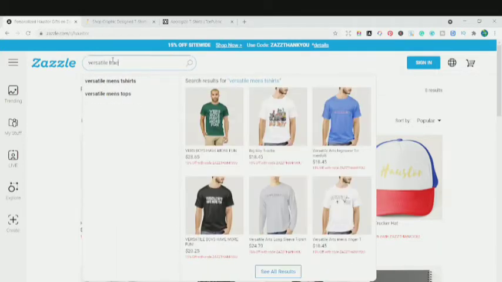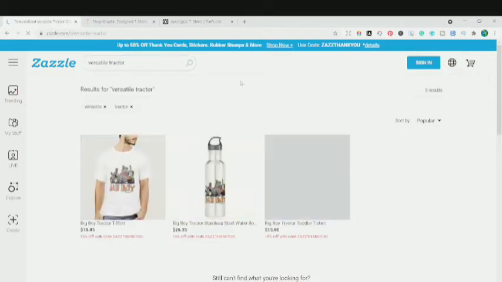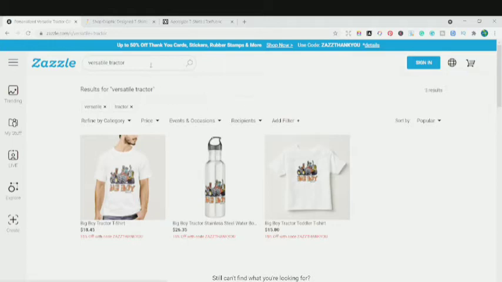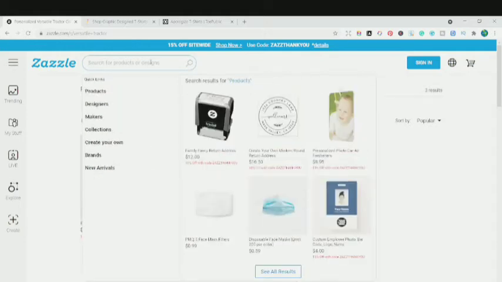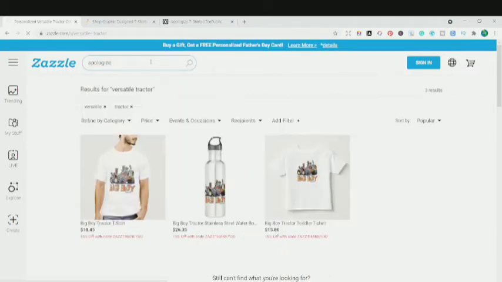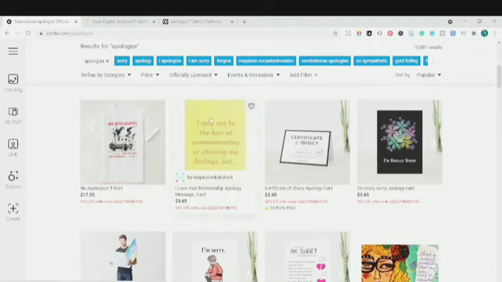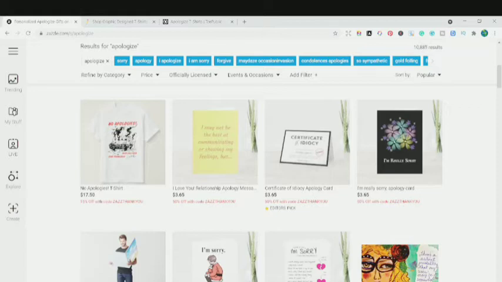That is the versatile tractor, and look for it. Okay, versatile tractor has only 3 results, so that means it's also not trending on this platform. Let me look out for some other trend. That was the apologize. So let me look for that. Okay, I see it's there. They have 10,881 results for apologize on Jazzle.